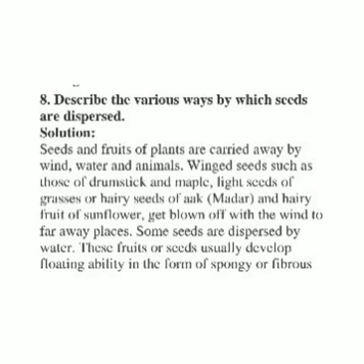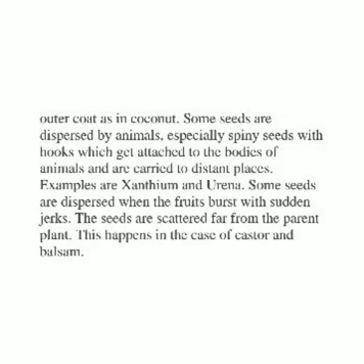Answer, seeds and fruits of plants are carried away by wind, water, and animals. Winged seeds such as those of drumstick and maple, light seeds of grasses or hairy seeds of aak, madar, and hairy fruits of sunflower get blown off with the wind to faraway places. Some seeds are dispersed by water. These fruits or seeds usually develop floating ability in the form of spongy or fibrous outer coat as in coconut.